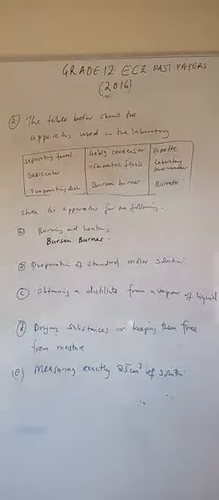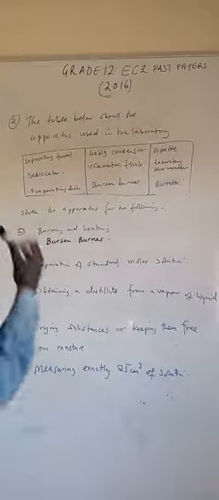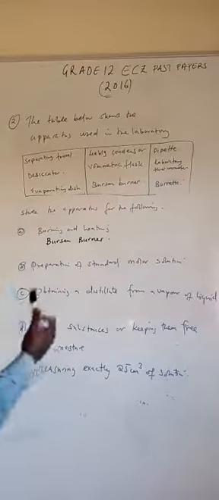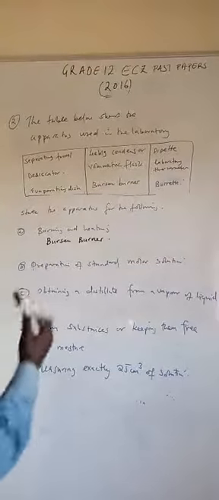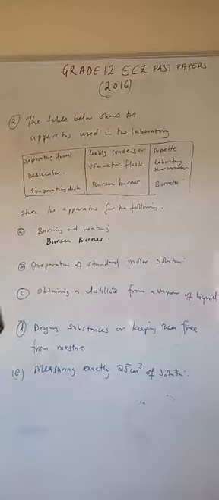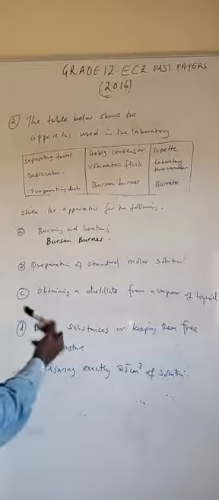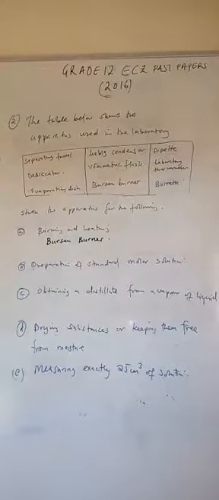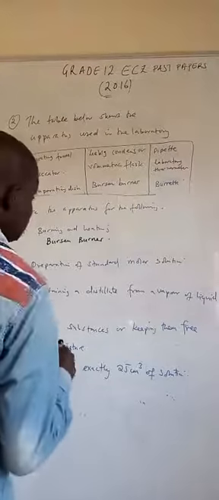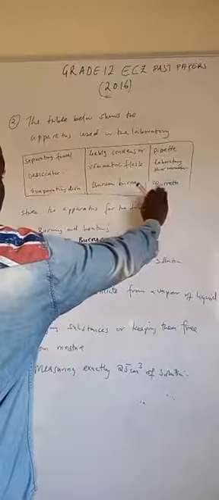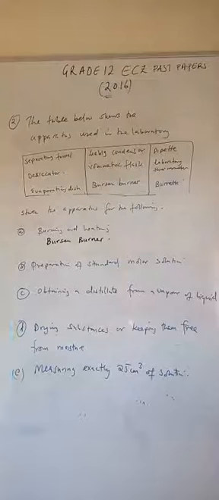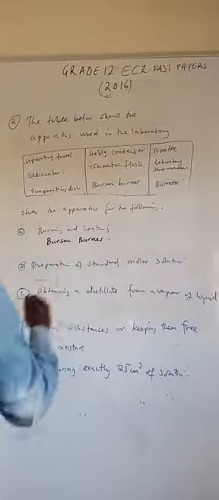Okay, the next thing, preparation of standard molar solutions. What do you use when you're preparing standard molar solutions? Do you use a discator, evaporating disc, Bunsen burner, volumetric flask, burette? For standard volumes, you use a volumetric flask.